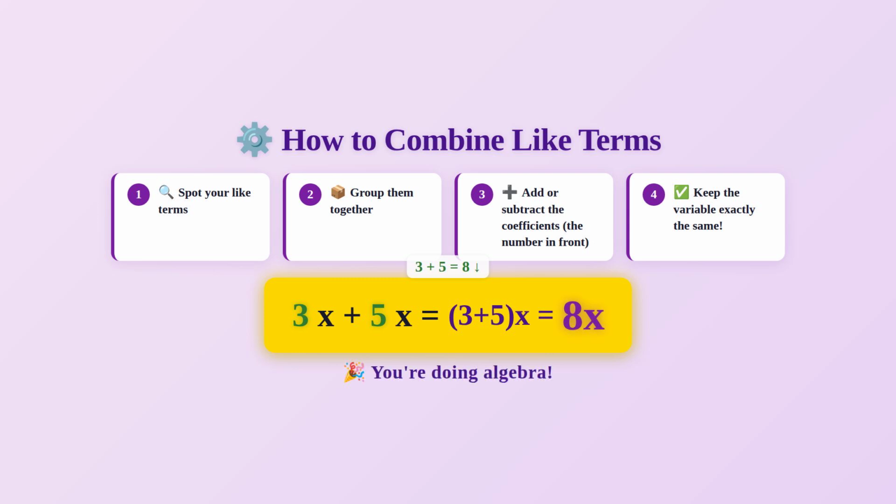Check this out. 3x plus 5x. We add the coefficients. 3 plus 5 equals 8. The x stays the same. So 3x plus 5x equals 8x. That's it. You're doing algebra.